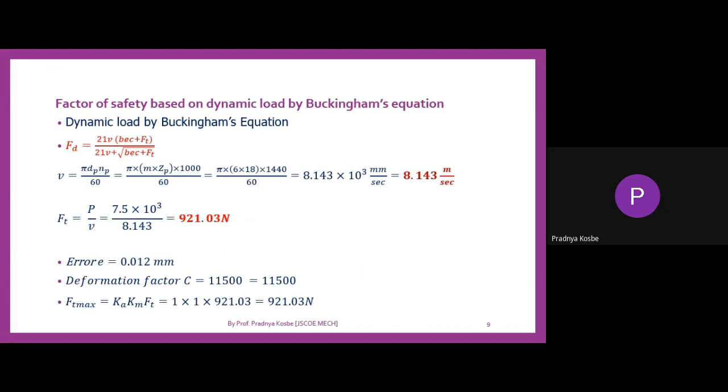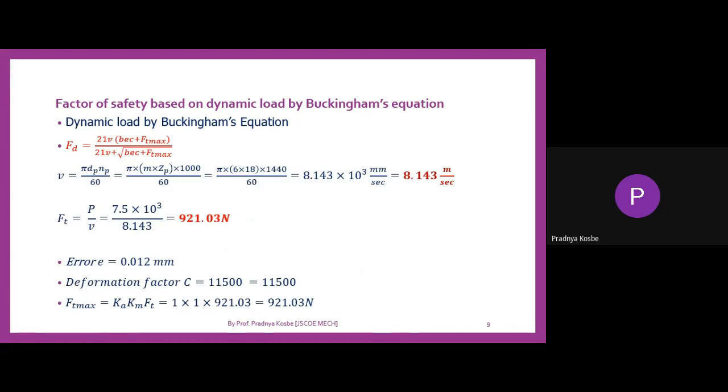So in the problem statement, Ft max is given, correct? Same way, we'll use the same formula, that Fd is equal to 21V (BEC + Ft max) divided by 21V plus under square root BEC plus Ft max. First, what are the known things and what are the unknown things?